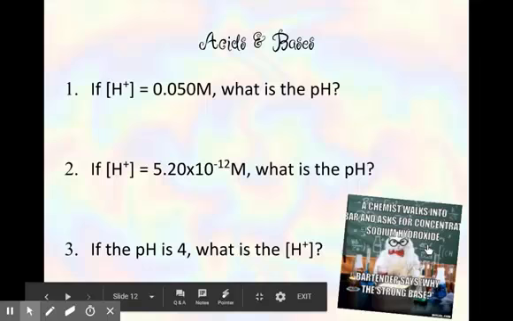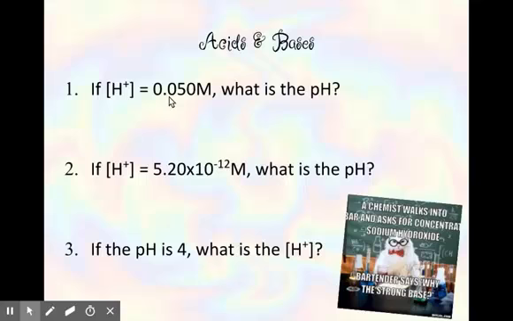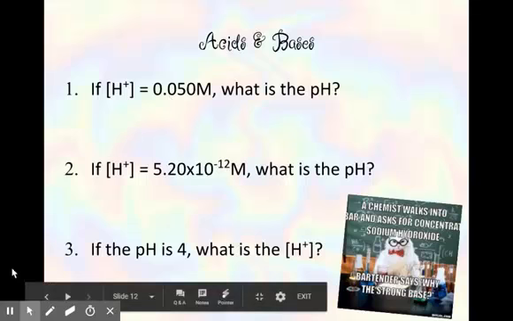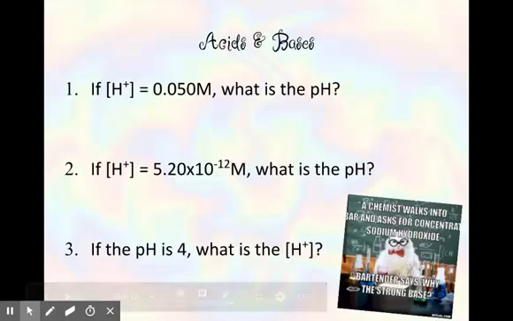So let's try a couple examples. So if we know our concentration of our hydrogen is 0.05, what is our pH? So we're going to take the negative log of 0.05 and type that into our calculator. We get a pH of 1.3.